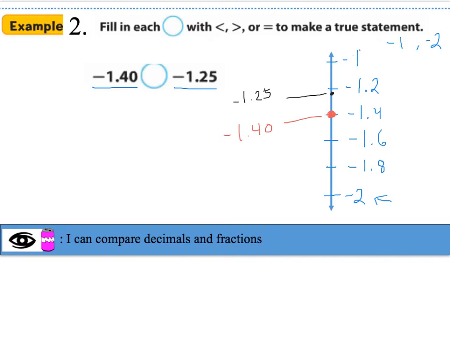So now let's go ahead and compare. Let's ask ourselves which number is closer to 0. And we know that negative 1 and 25/100ths is closer to 0. And we know that negative 1 and 40/100ths is farther from 0. So I know that negative 1 and 40/100ths is less than negative 1 and 25/100ths. Or you can write it like this. Negative 1 and 25/100ths is greater than negative 1 and 40/100ths.